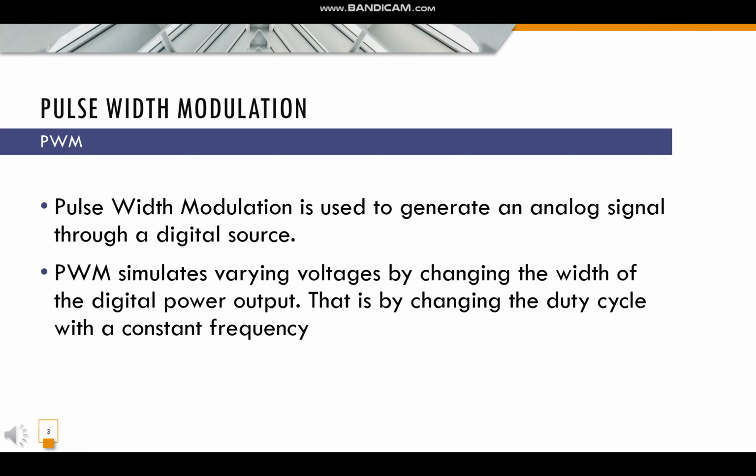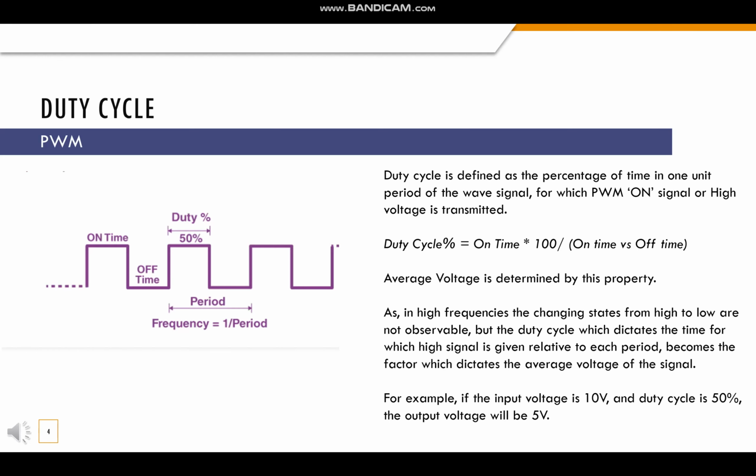Pulse width modulation is used to generate an analog signal through a digital source. PWM simulates varying voltages by changing the width of the digital power output, that is, by changing the duty cycle with a constant frequency. The duty cycle of the PWM wave is the primary property we will be using in this project.